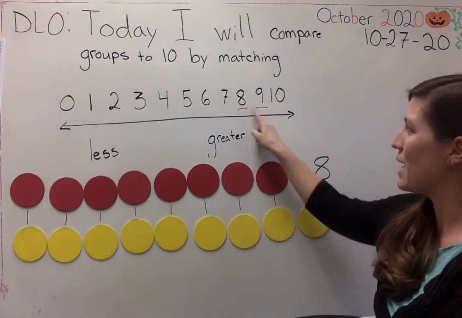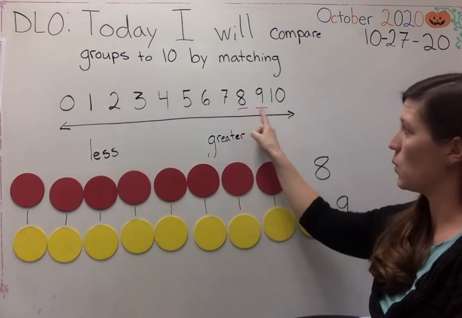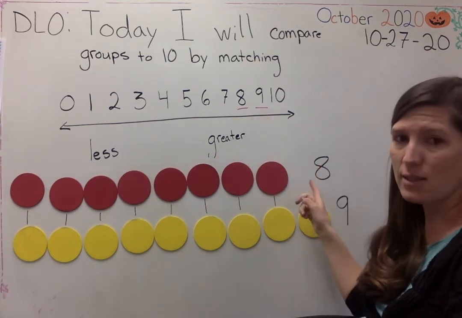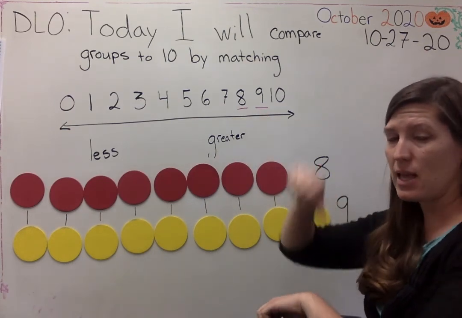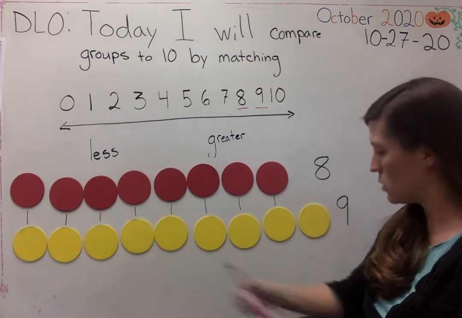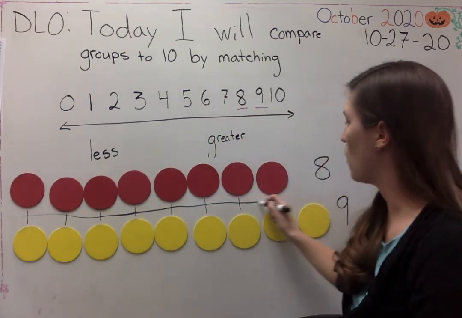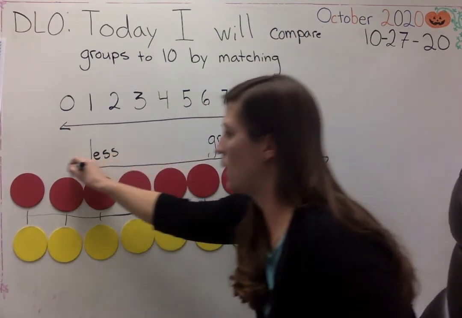Let's look up here. 8 and 9. Which number is closer to 0? 8 or 9? 8. 8 is less. Say less, not as many. So 8 is less, so I will circle 8 this time because I was looking for the number that was less, not as many.